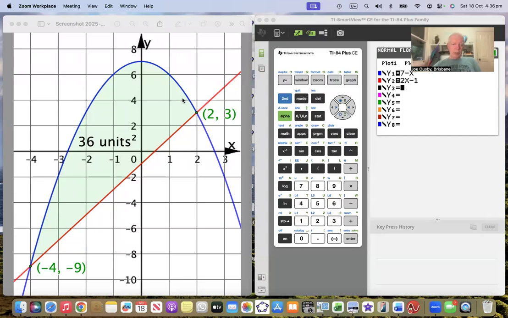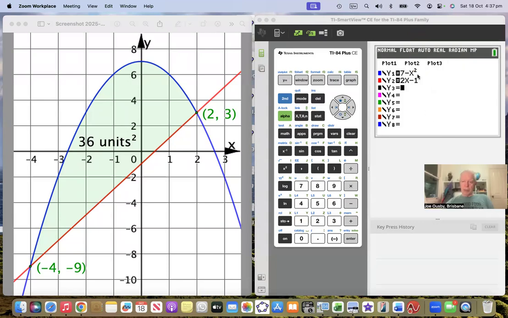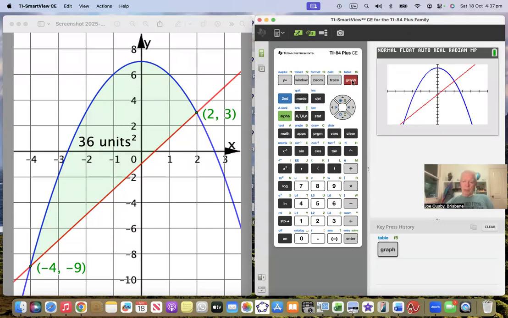As you can see there, in GeoGebra, I drew a graph of the two functions, asked GeoGebra what the area was, and it said it was 36 square units. The functions you can see are y equals 7 minus x squared and y equals 2x minus 1. And if we graph that, it looks like that, which is what GeoGebra said it should look like.